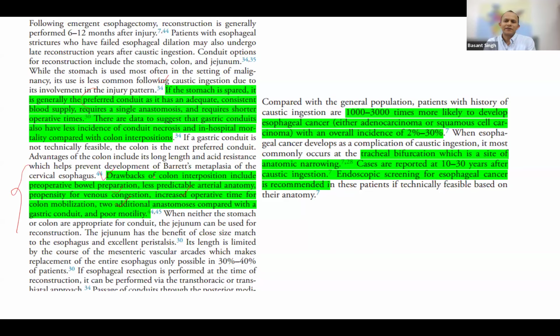FG is not done after 3 weeks. FJ we do in immediate period. If the patient comes to you with caustic injury, high grade injury, we do FJ after 3 or 4 days.